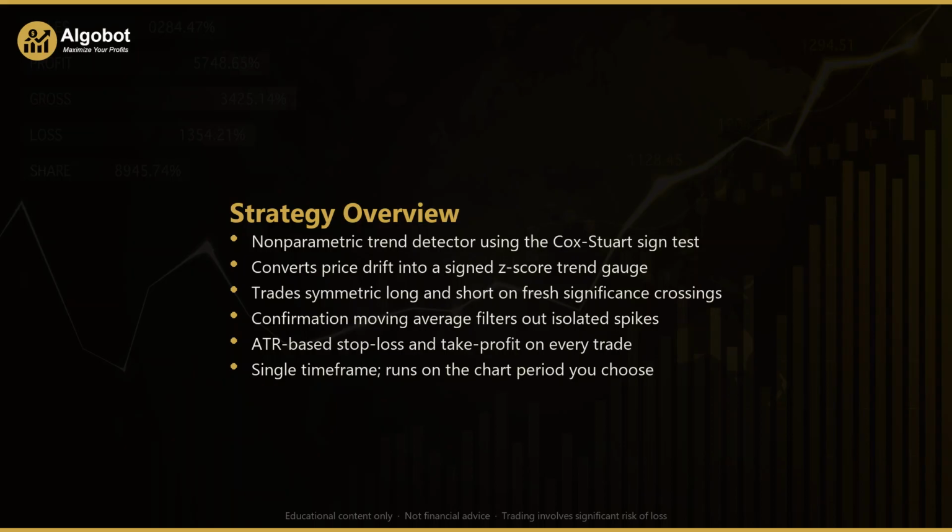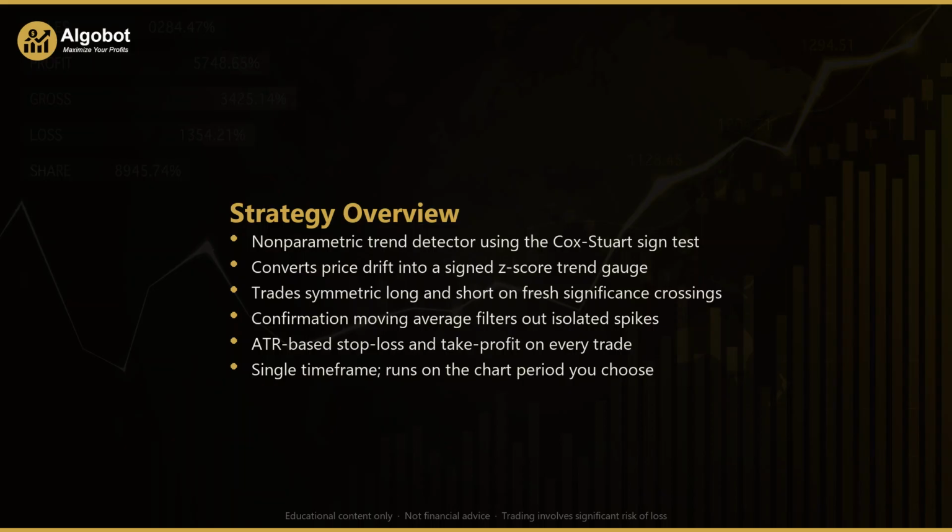So what exactly does the Cox Stuart Trend Shift Expert Advisor do? At its heart, it's a trend direction detector, but instead of relying on a traditional moving average crossover or a momentum oscillator, it borrows a method from classical statistics known as the Cox Stuart sign test for trend. This is a distribution-free or nonparametric technique, meaning it doesn't assume the market follows any particular mathematical shape. It simply asks a very direct question. Over the recent window of price, has the market consistently moved in one direction?